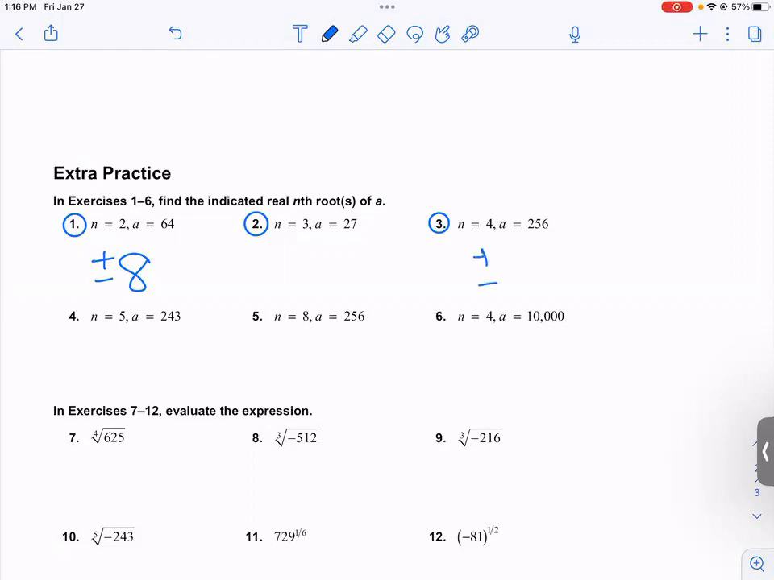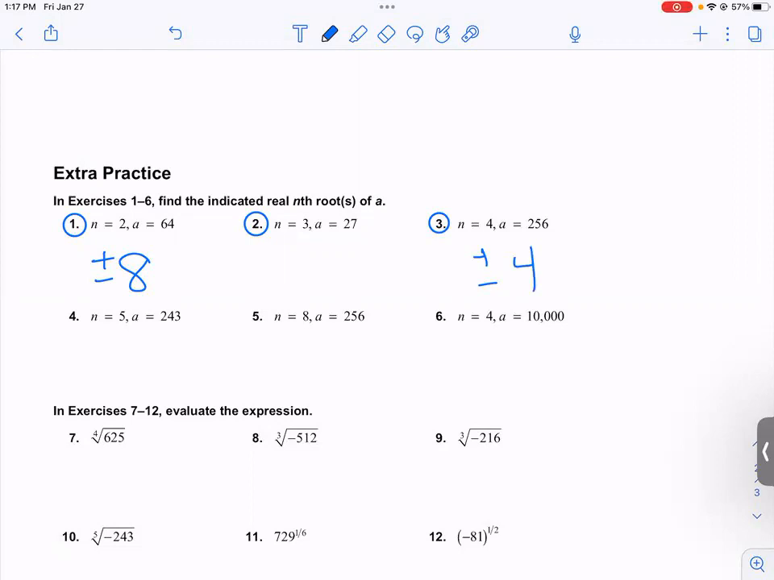What number raised to the 4th gets us 256? 4. Okay, so number 3 is plus or minus 4. All right, now number 2, we are only gonna have a positive number 4 because it's a cubed root. That's an odd number. Okay, yes.